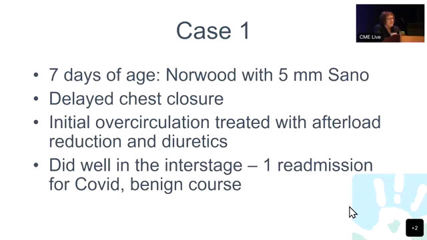So based on all of our data, at 7 days of age, she underwent a Norwood with a 5 millimeter Sano, had planned delayed chest closure, and initially some overcirculation that we treated with afterload reduction and diuretics. And she really did quite well in the interstage with 1 readmission for COVID, but a pretty benign course.